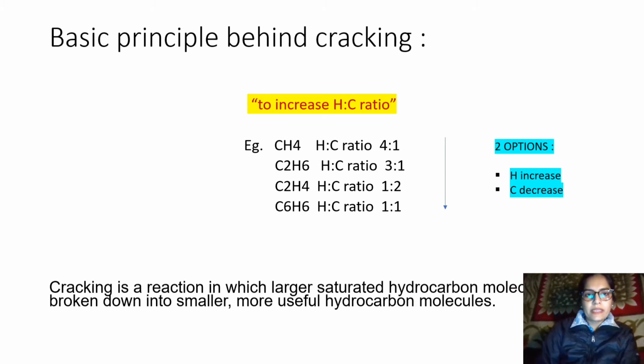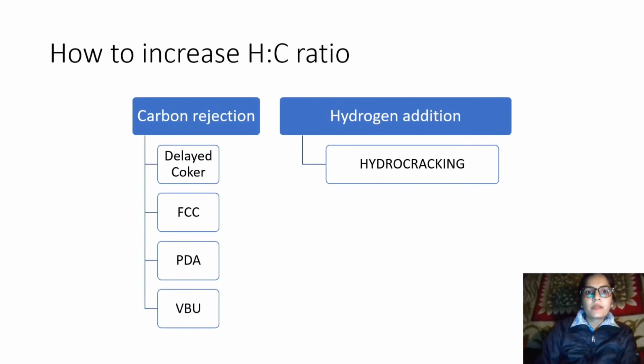Coming to the next point: how is it done in a refinery? In a refinery, to increase the hydrogen to carbon ratio, two processes can be done. First is carbon rejection, as I told you earlier, and another is hydrogen addition. The carbon rejection can be done in four ways. First is delayed coker, second is FCC, third is PDA, that is propane deasphalting unit, and fourth is VBU, visbreaker unit.